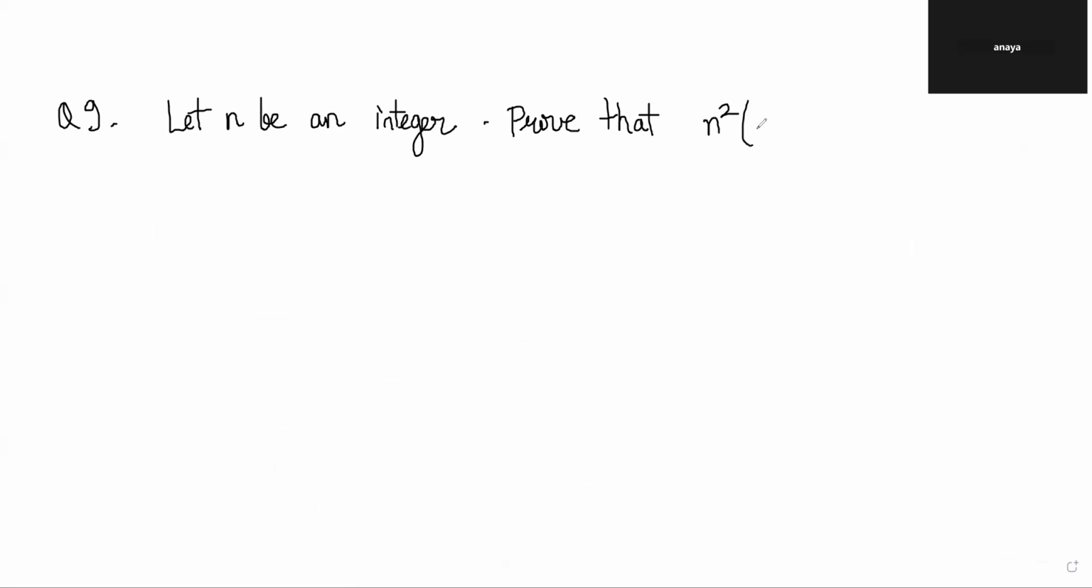The next one is question 9. Let n be an integer. Prove that n squared times n plus 1 minus 1 divides n times n to the power 4 plus 1 minus 1.